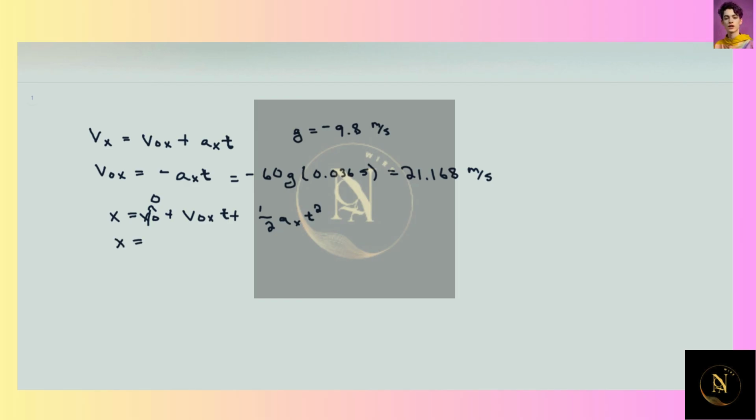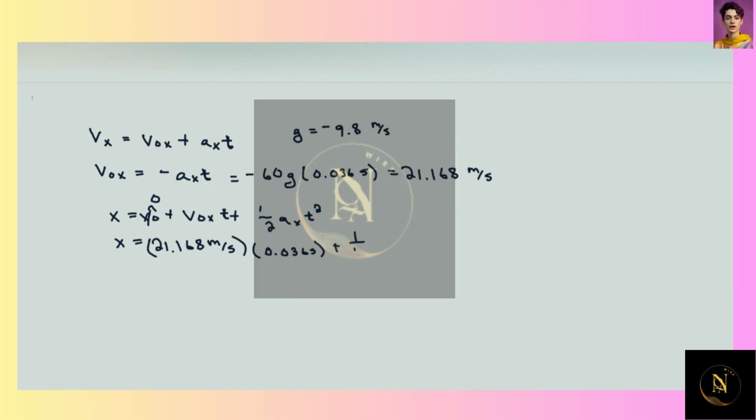Just to show you what we plug in, our initial velocity is 21.168 meters per second. We're going to multiply that by t, which is 0.036 seconds. Notice the seconds will cancel the seconds, and we'll get meters, as we should, since we're calculating a distance.